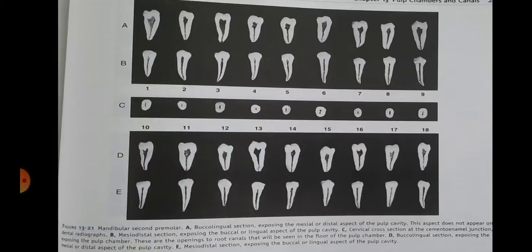Let's talk about the mesodistal section. In figure 13.21 B and E, the mandibular second premolar is very similar to the mandibular first premolar, except that the overall dimensions of the second premolar are slightly larger.